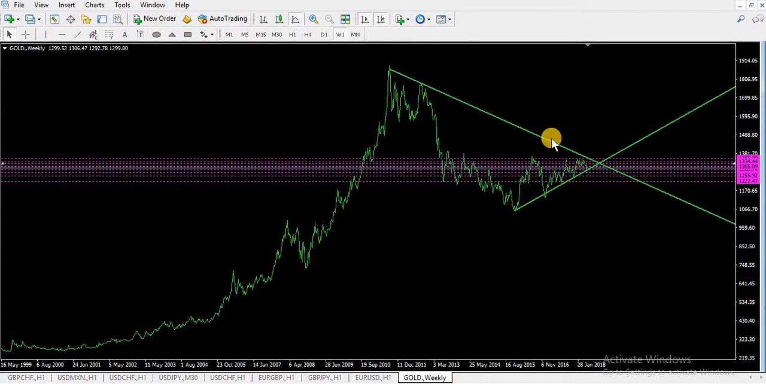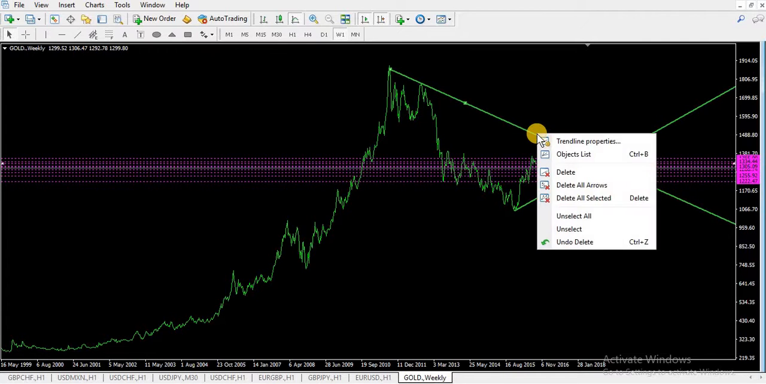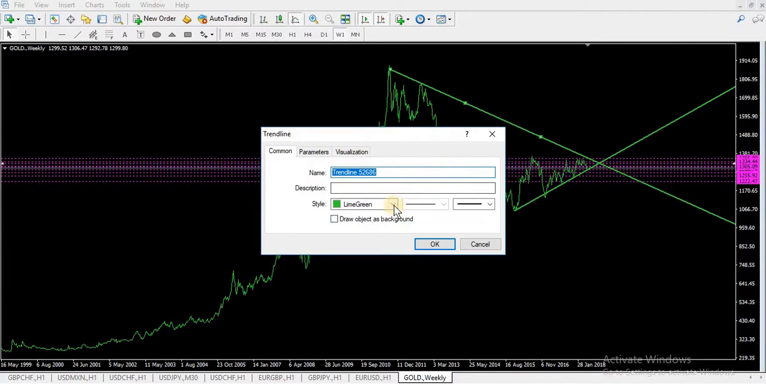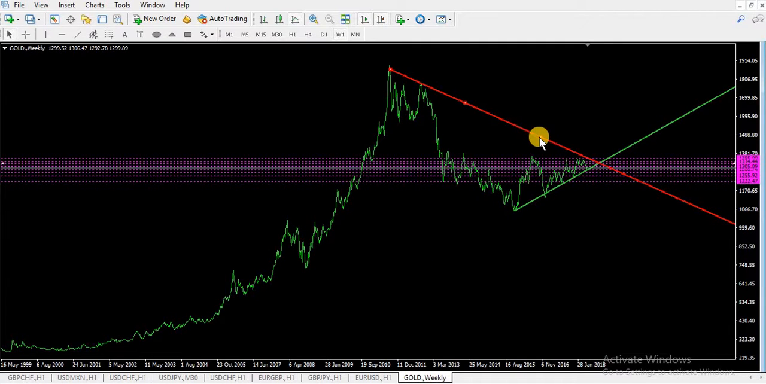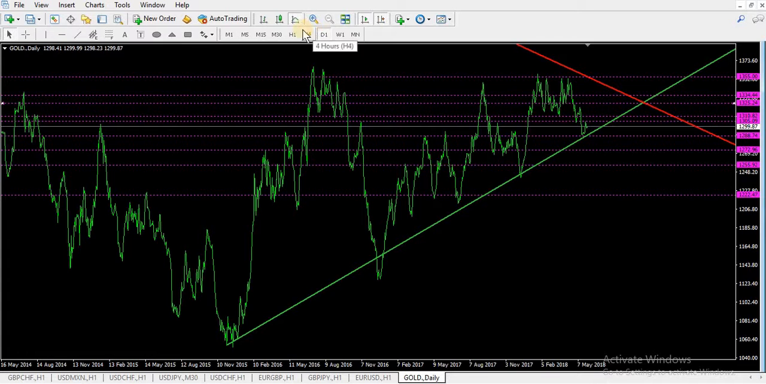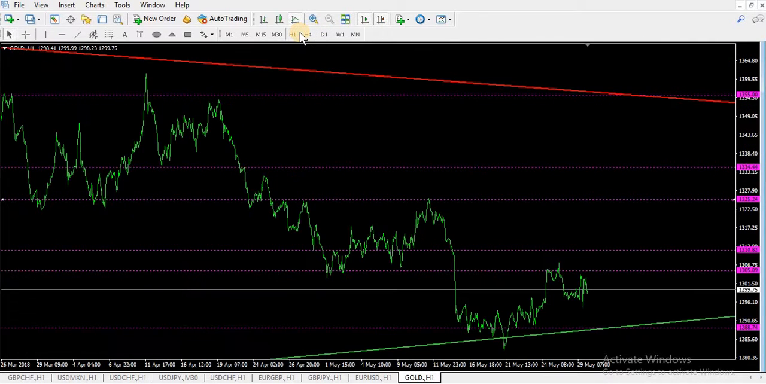See, you got that there. I like to make this thing red so that I know the parameters of which I'm trading. You know, these are my major trends. So now I'm going to go back to the hourly chart.